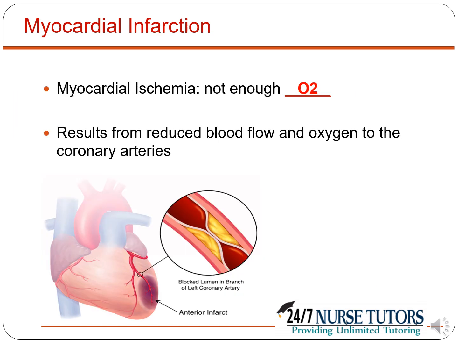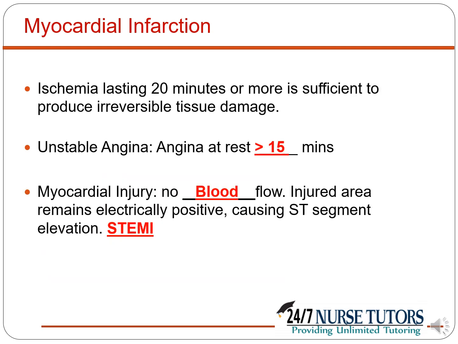Let's review. Myocardial ischemia is caused by a decreased amount of what? Yes, blood flow and oxygen. After what amount of time is there irreversible tissue damage? That's right, 20 minutes. Unstable angina is defined as angina at rest lasting more than 15 minutes. Myocardial injury occurs when there is no blood flow. This will show as ST elevation on the ECG.